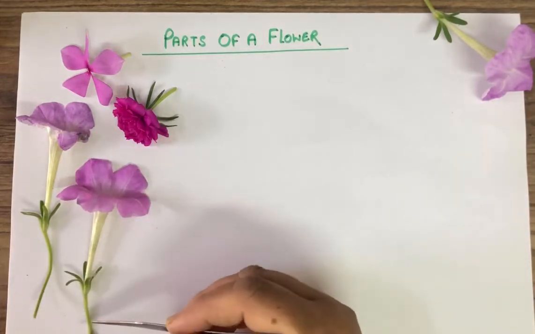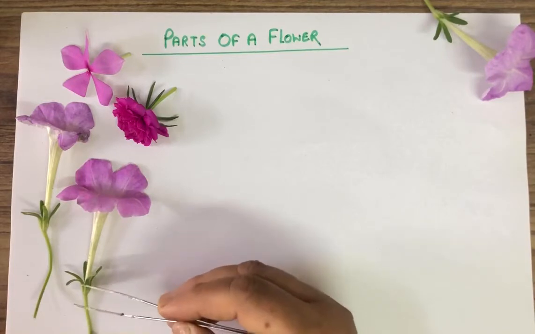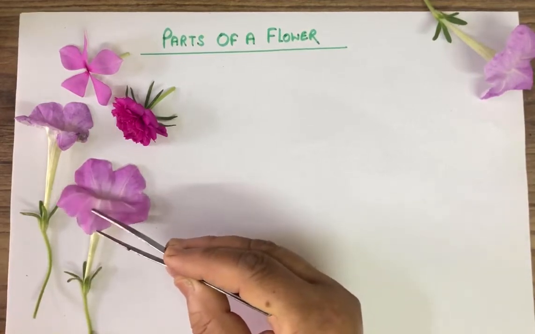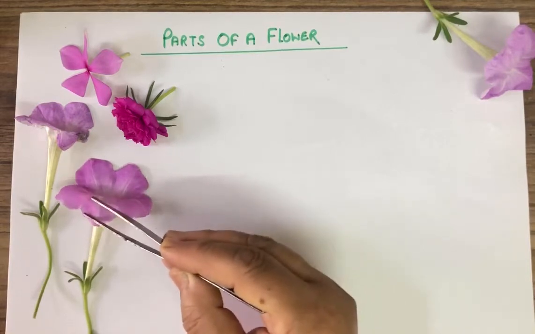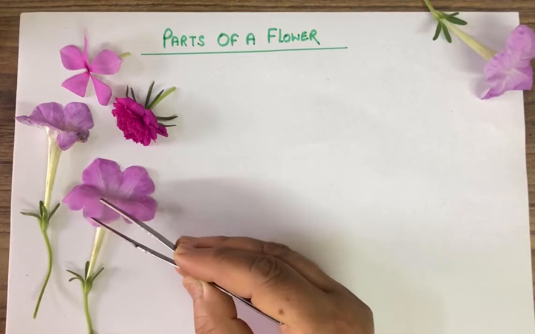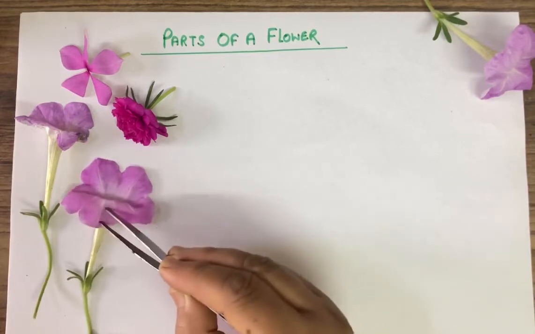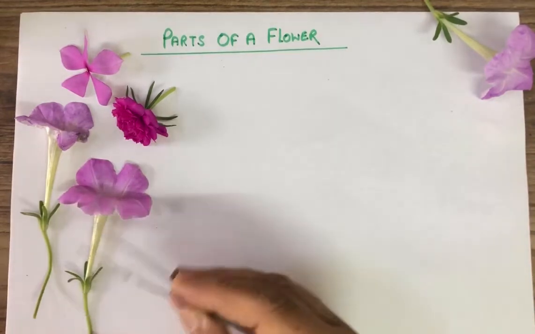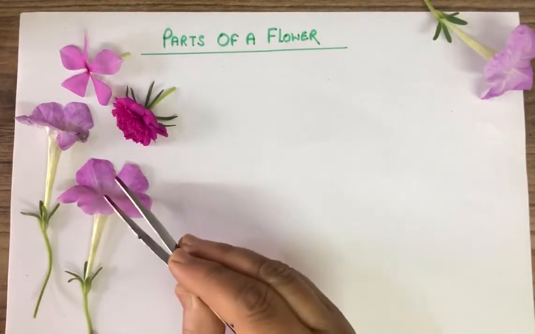The next part is, first is pedicel, second is sepals, third part is petals. As we are looking at this part, these are petals. How many petals are there? 1, 2, 3, 4 and 5. The number of petals can differ.